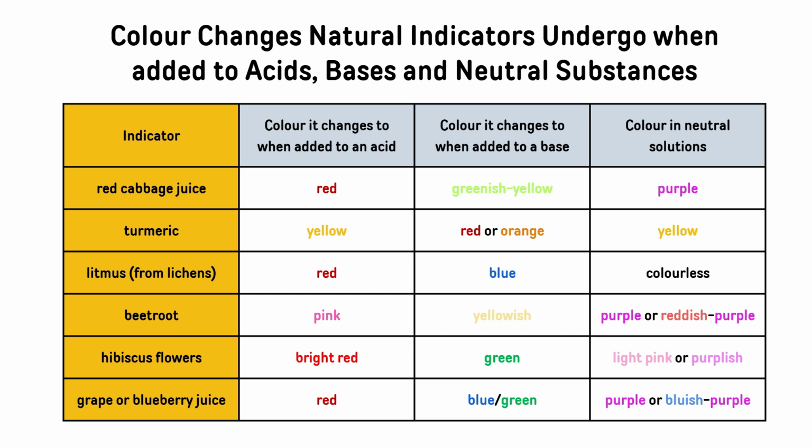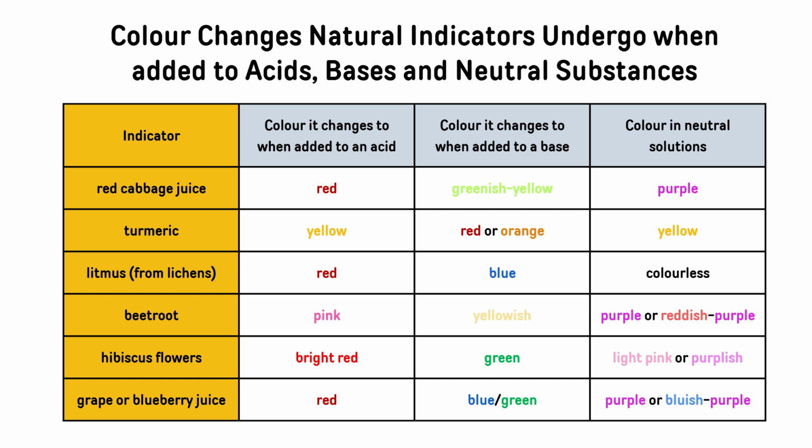Turmeric turns yellow when an acid is added to it, and it turns red or orange when a base is added to it, and stays yellow in neutral solutions. Litmus turns red when an acid is added to it, and blue when a base is added to it. It stays colorless in neutral solutions. Beetroot turns pink when an acid is added to it, and yellowish when a base is added to it. It stays purple or reddish purple in a neutral solution.